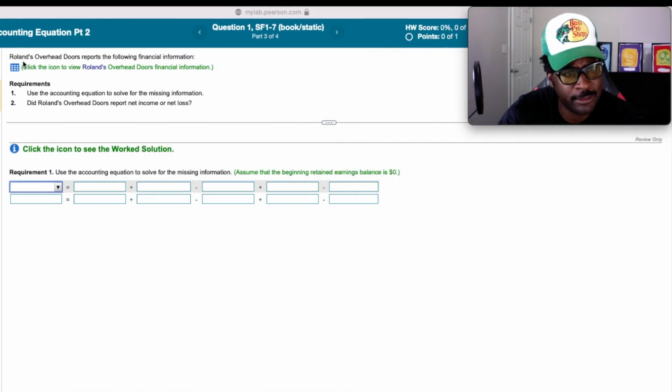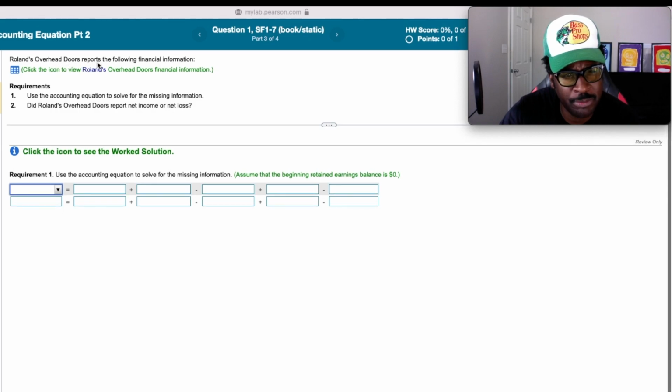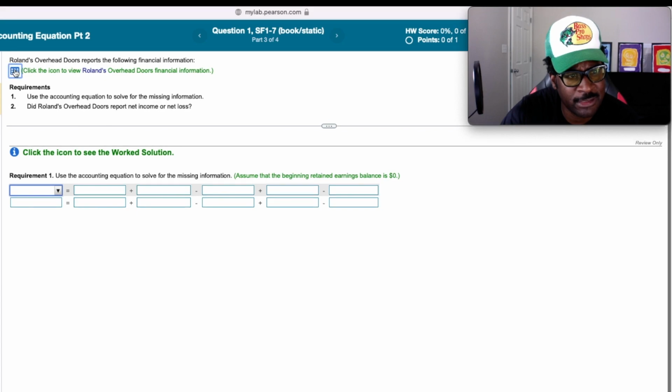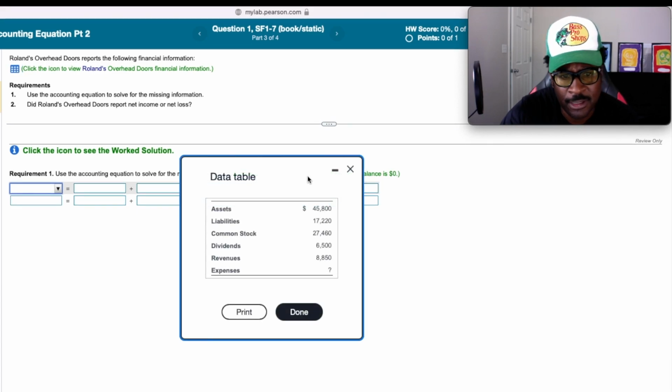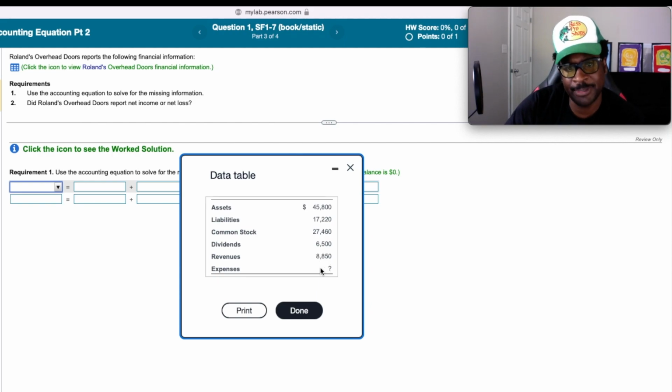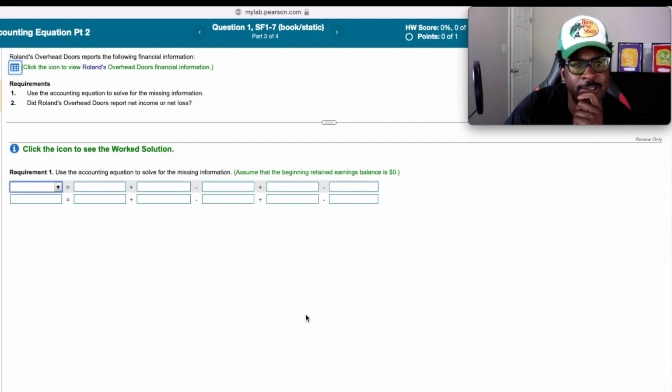So it tells us Roland's Overhead Doors reports the following financial information. Click on the icon to see the information. Alright, so it tells us that we have some account titles with some values. We have assets, liabilities, common stock of an amount, dividends, revenues actually, but they didn't give us the amount for the expenses. So, looks like we have to back into the expenses. So let's see what they're talking about.